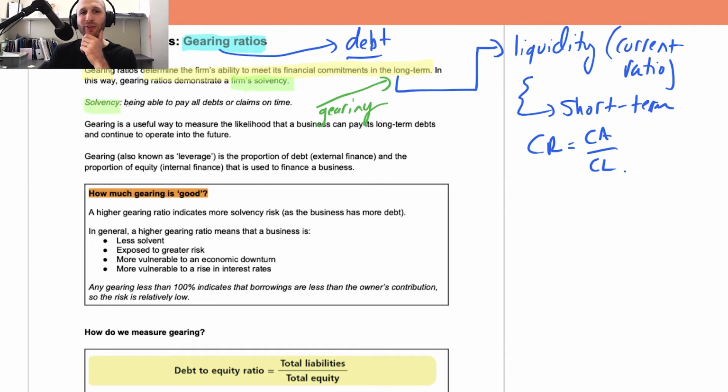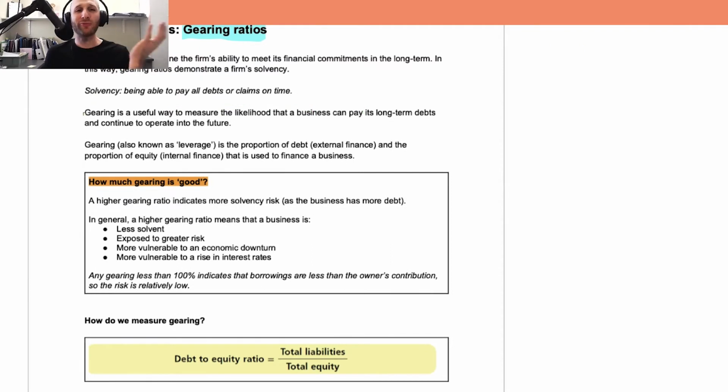I'm trying to figure out how solvent the firm is. Solvency is whether it is able to pay all its debts or claims on time, or whether it's taking a long time to do so. Gearing is really useful because it tells us how likely it is that a business can pay its long-term debts into the future.